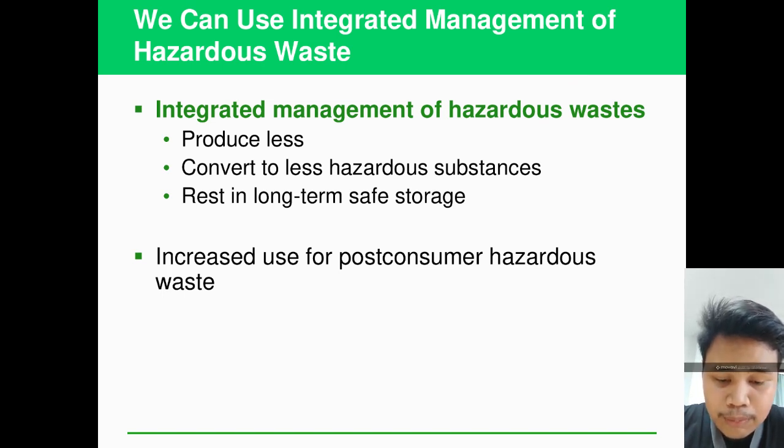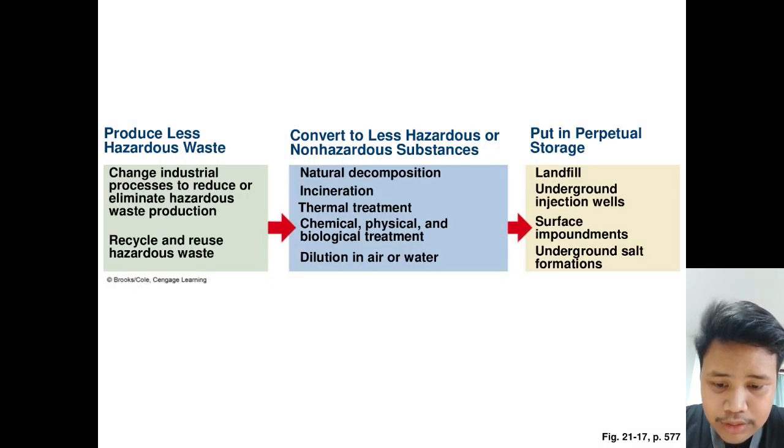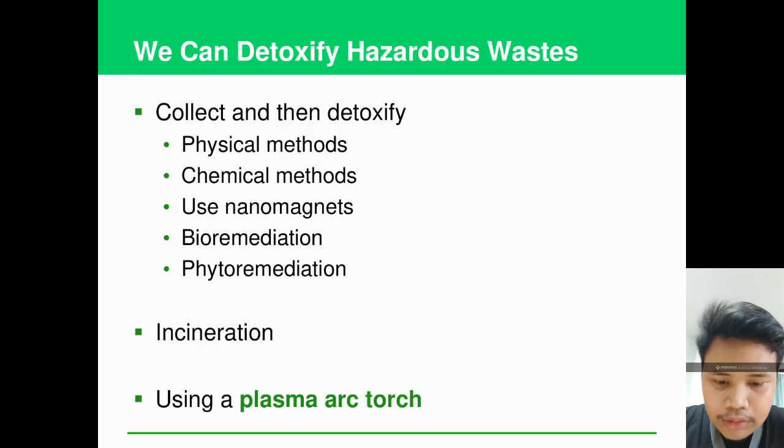Increase use of post-consumer hazardous waste. So, integrated management has three methods: produce less hazardous waste, convert to less hazardous, and put it in safe storage. This is the example. We can detoxify hazardous waste: collect, then detoxify.